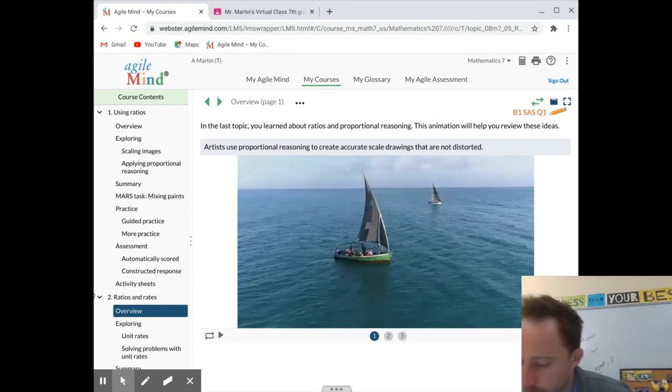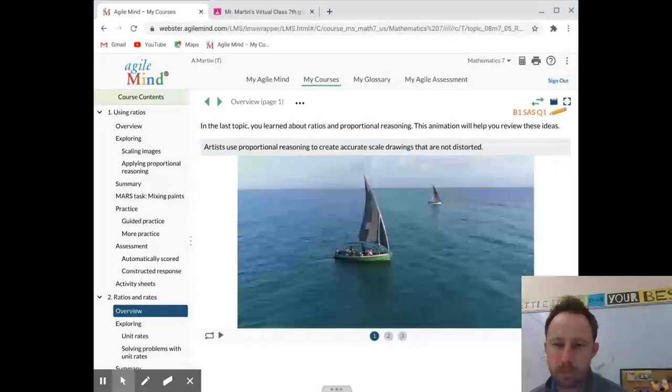All right, so we're going to get started with what we have, and we're going to look at this first page and look at the three panels that they give us. Let's get Emma to read this for us. Emma, will you read this, please, ma'am? It says, in the last topic, you learned about ratios and proportional reasoning. This animation will help you to review these ideas. Artists use proportional reasoning to create accurate scale drawings that are not distorted.